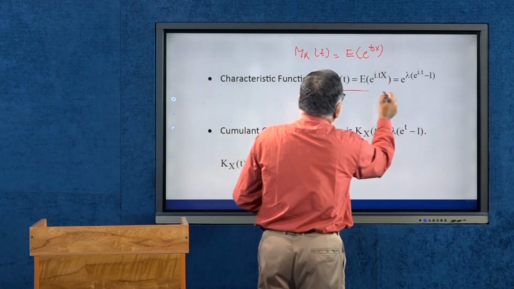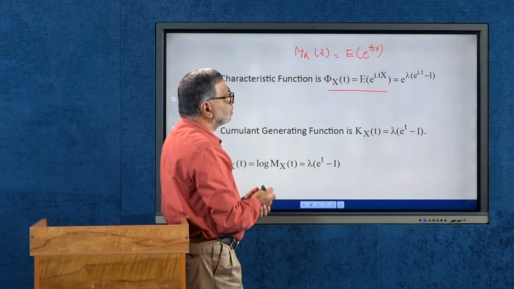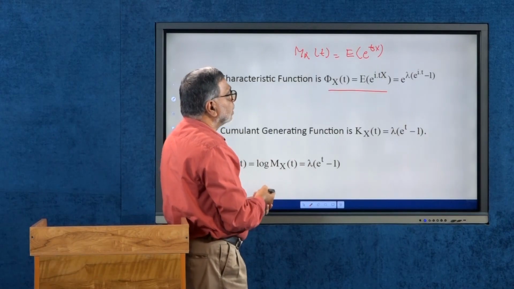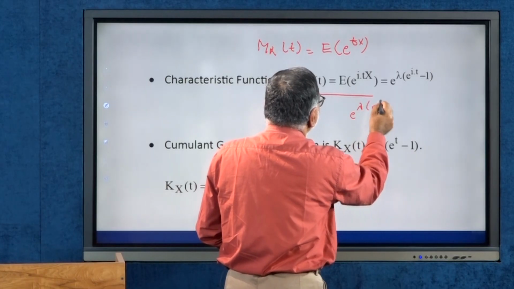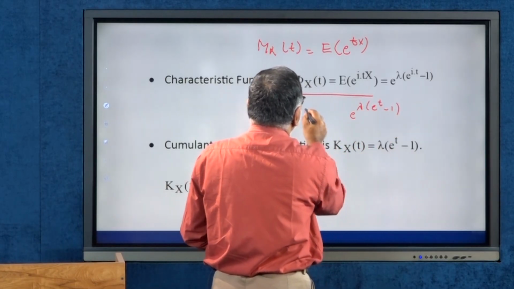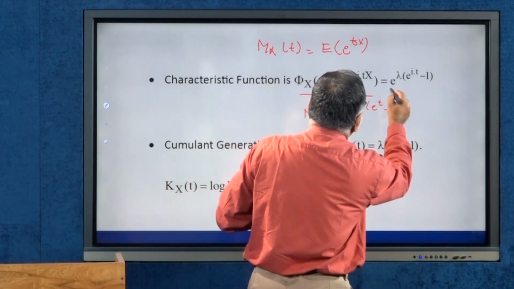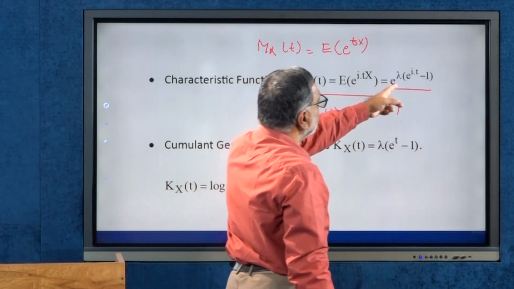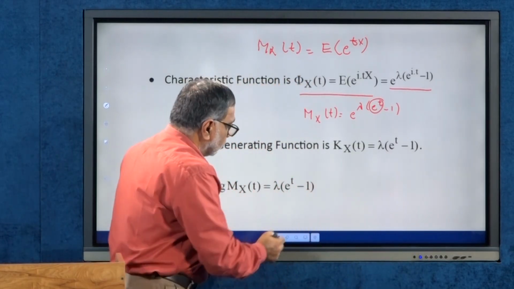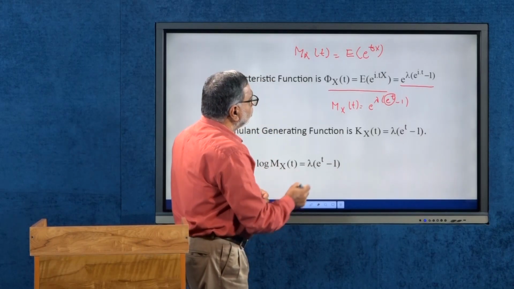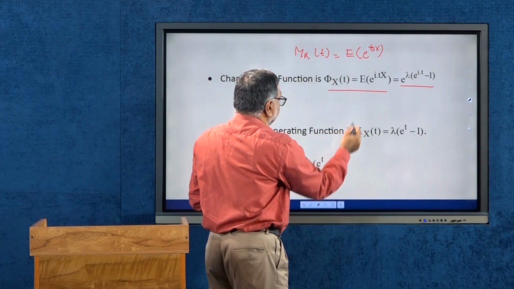but the characteristic function is given by E[e^(itX)], and this is equal to, earlier we have e^(lambda(e^t - 1)) as our moment generating function, we have derived this one. Similarly, you can derive the characteristic function. This is e^(lambda(e^(it) - 1)). So, that is our characteristic function of the Poisson distribution.